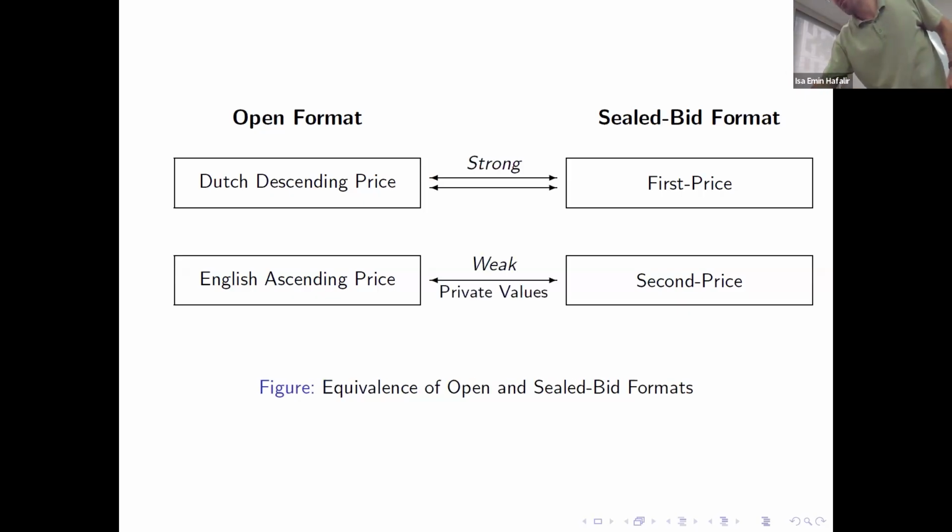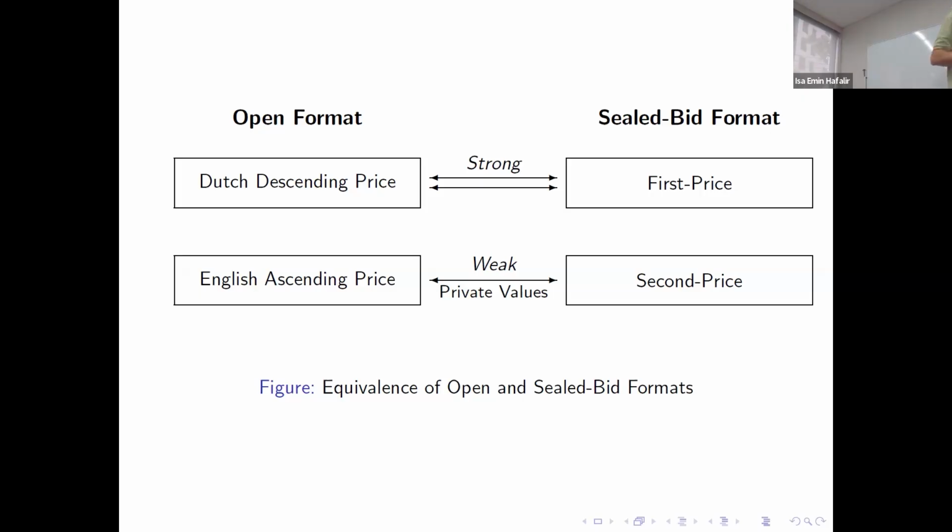And the first observation that we will make is that these 2 auction formats, the Dutch descending price and the first price auction, are strategically equivalent. So what does it mean for 2 games to be strategically equivalent? It means that, except for redundant strategies like duplicate strategies, I can have a one-to-one correspondence between the sets of strategies in the two games, and the strategies and outcomes are exactly equal to each other.